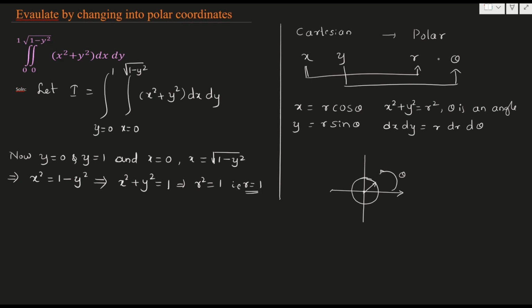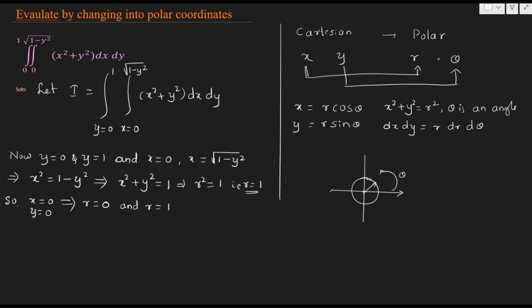When x and y both are 0, r is equal to 0, and r reaches its maximum value of 1. So r varies from 0 to 1. We are done with the x coordinate, meaning we converted x to r; r varies from 0 to 1. Now, as I said, y represents our angle theta.